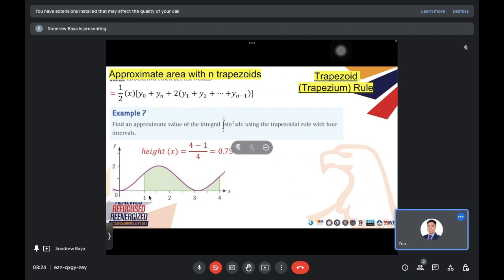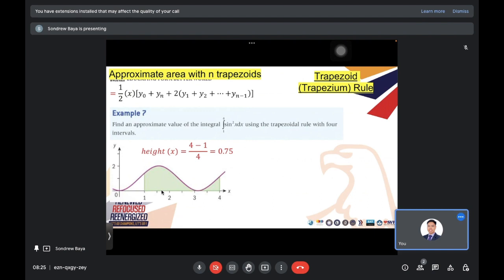So we can assume that the length of this will just be sine of 1 squared. Similarly, the length of the other parallel side, which has an x coordinate of 1.75, will just be the sine of 1.75 squared. Meaning, in this case, to find your y value, you have to input a specific x value which corresponds to that y value.